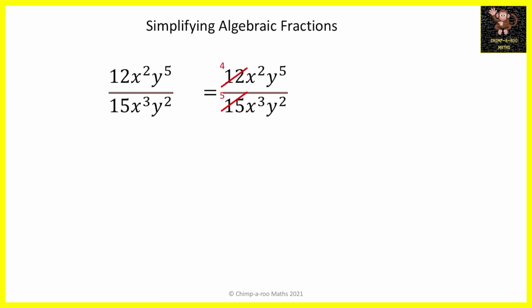Then we can divide top and bottom by x squared. So now we have x to the power of 0, which is 1, and x to the power of 1 on the bottom. And now, looking at the y terms, y squared is common in both. We divide top and bottom by y squared. We'll get y cubed on the top and y to the power of 0 on the bottom, which is 1. And then of course just simplifying all that together, put it together, 4y cubed over 5x.